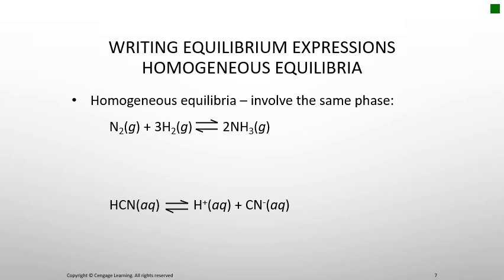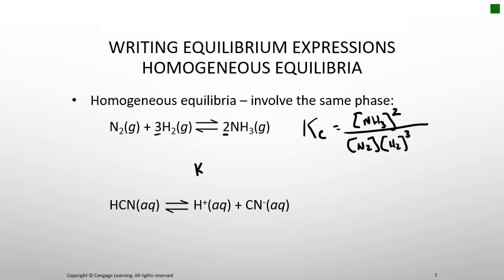So let's now take a look at some examples of how we write out the equilibrium expression. It's very simple. Again, we take our products and put them in the numerator, raised to the power of their coefficients. So in this case, if I'm doing this in terms of a Kc, I would take the concentration of the NH3 and square it because its coefficient is 2, and then divide it by the concentration of N2 and the concentration of H2, and since its coefficient is 3, we would cube it.